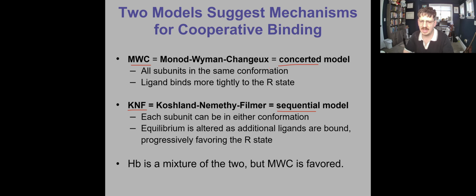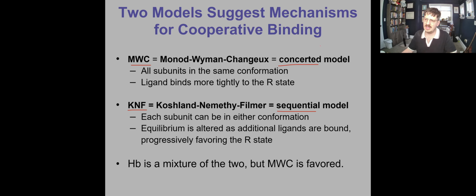Or in the KNF model, the sequential model, what happens is that there's intermediate hybrid states in between, where the first oxygen will bind to the protein in the T state. That will change some of the adjacent subunits to being in a hybrid state that are more receptive, and then that will change the other adjacent, final adjacent subunit that is going to get more receptive. There's a picture coming up in a minute.